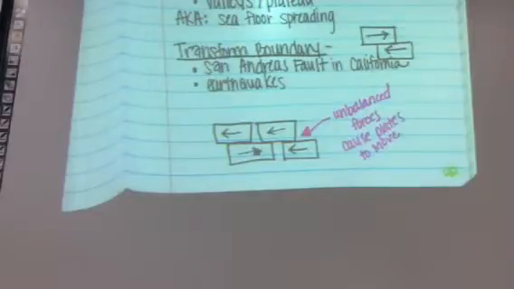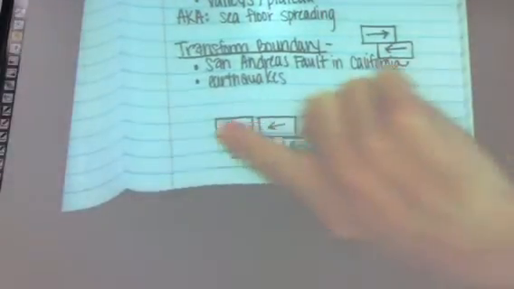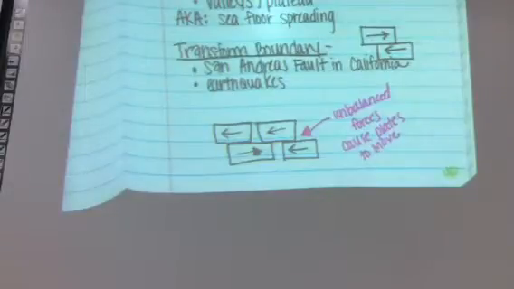Okay? Do you have a question, Juan? Can both of the plates move the same way? Yes, they can, just like this right here. Now, if they don't move at the same pace, then it would cause a different landform. But yes.